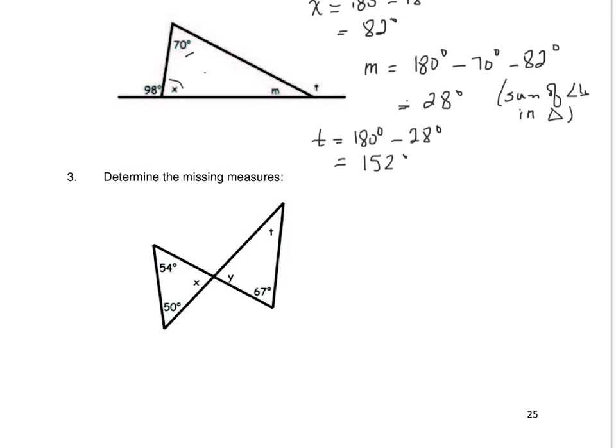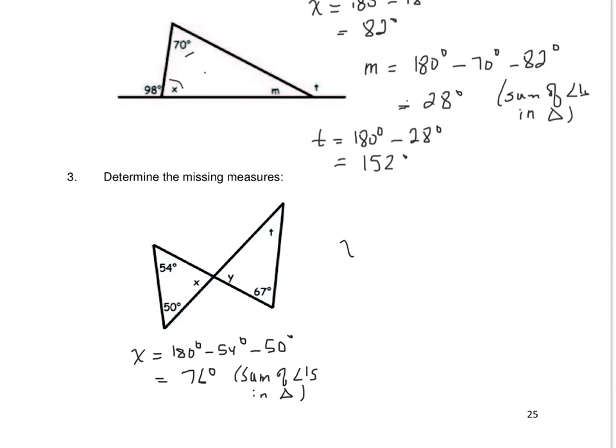Okay, the next one. Again, we can use the sum of the angles of the triangle to find x, because x would have to be 180 minus the 54 minus the 50, which should be 76, I think. Yes, which is 76 degrees, and that's the sum of the angles of a triangle. They have to add up to 180, right?